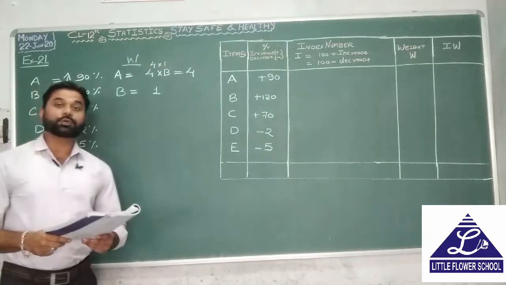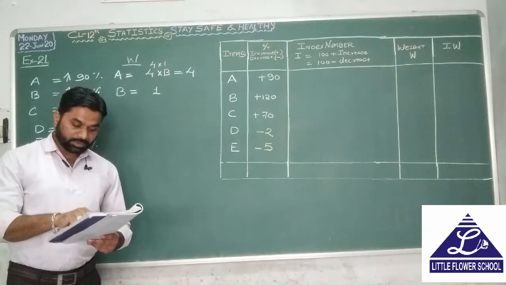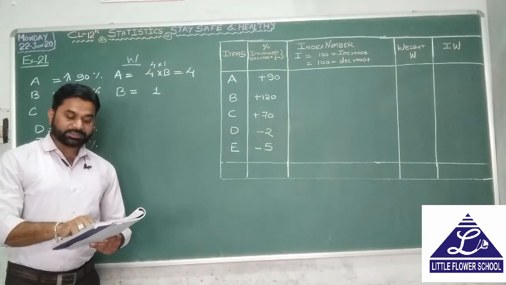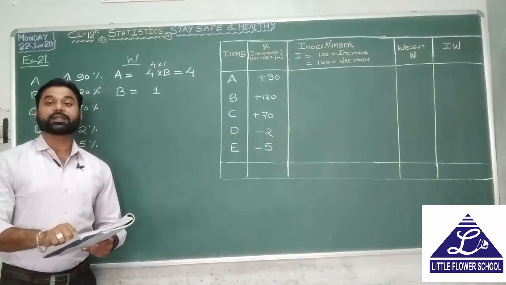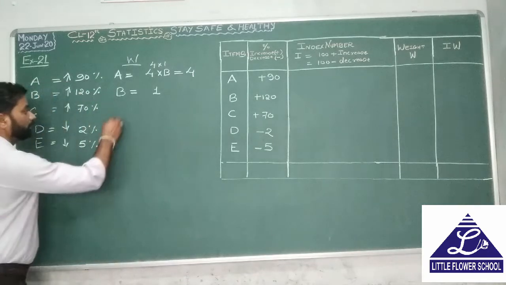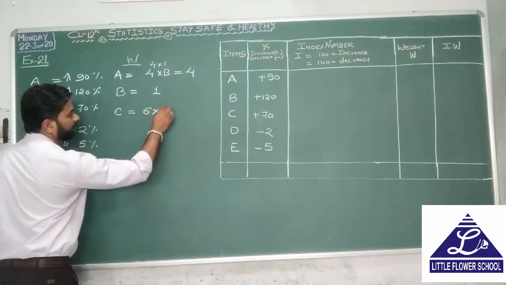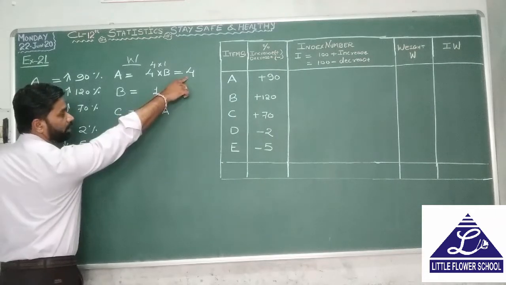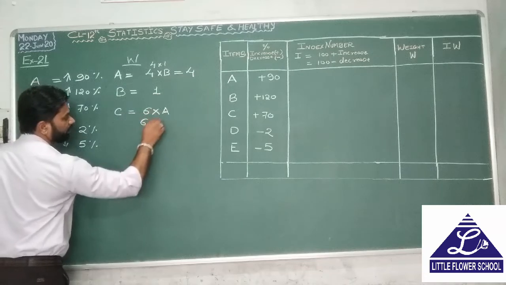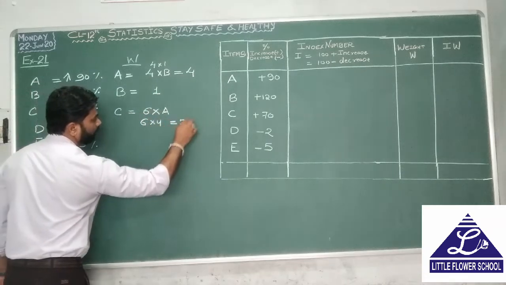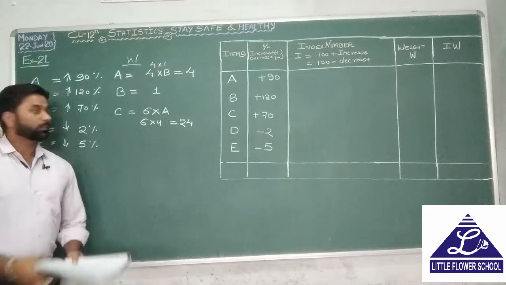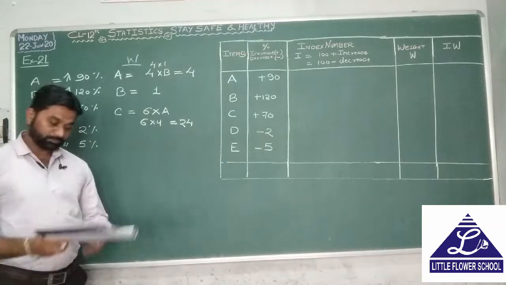Now, according to the question, C is 6 times more important than item A. And A is how much? 4. That is 6 into 4 equals 24. We have got 24.